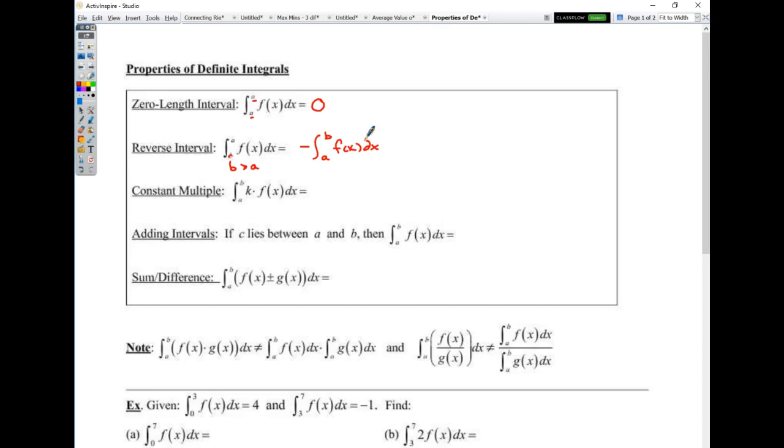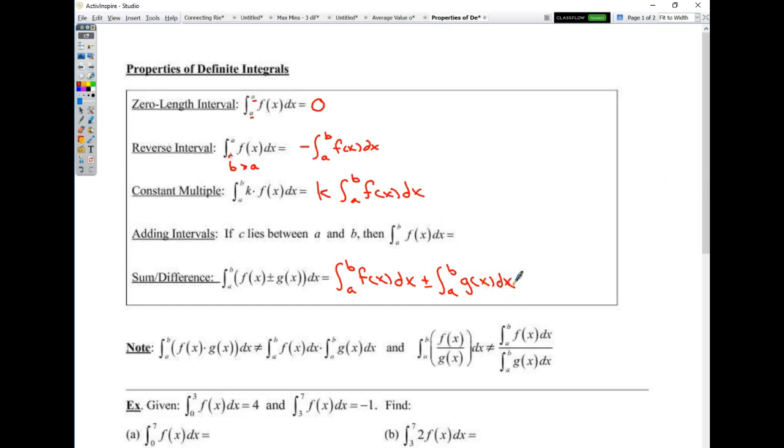The next ones are very similar to derivatives, nothing new here. If I have a constant multiple, I can factor the constant multiple out of my definite integral, leaving me to find just the f of x with the k on the outside. The other one that's similar to derivatives is the sum and difference, in which if I have the integral of a sum or difference, I can take the definite integral of one of the functions and add or subtract from that the definite integral of the second function.